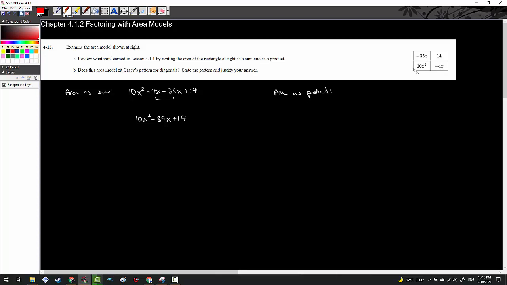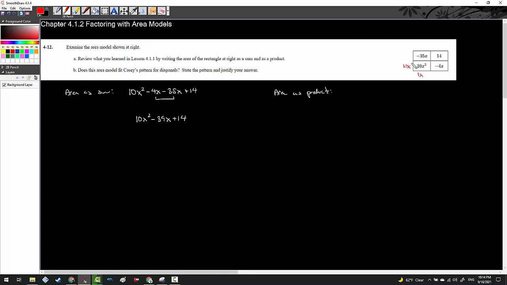Now, the 10 can be divided in a couple of ways. I can make it a 10 and a 1, or a 5 and a 2. If I decide to go 10x and 1x, there's nothing wrong with that, I guess, because I'll end up getting the lower left box correct. But look at the adjacent boxes. I have to multiply 10x by something down here now to get negative 4x. That's not going to be particularly easy or even possible.